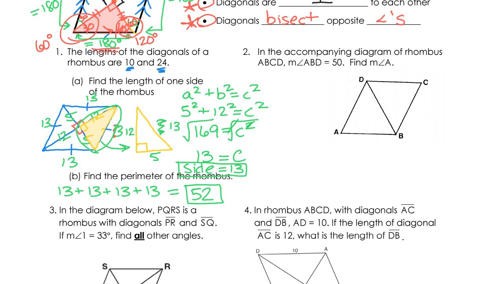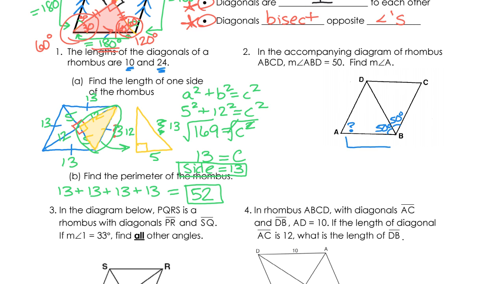Okay. All right, in number 2, it says that the accompanying diagram of rhombus ABCD, it tells us that the measure of angle ABD, A to B to D, this angle here is 50. And they want us to figure out the measure of angle A. All right, so if you remember from up above, the diagonal cuts this angle B in half. So if half of it's 50, the other half has to be 50.